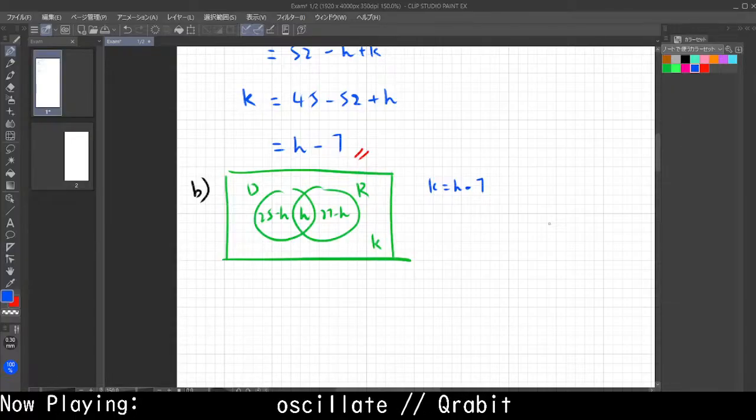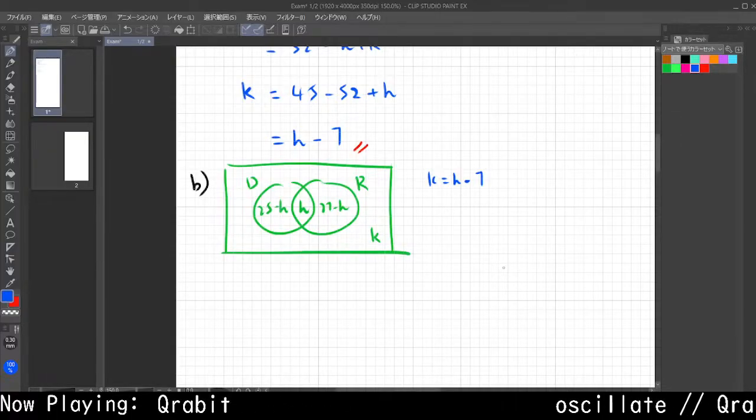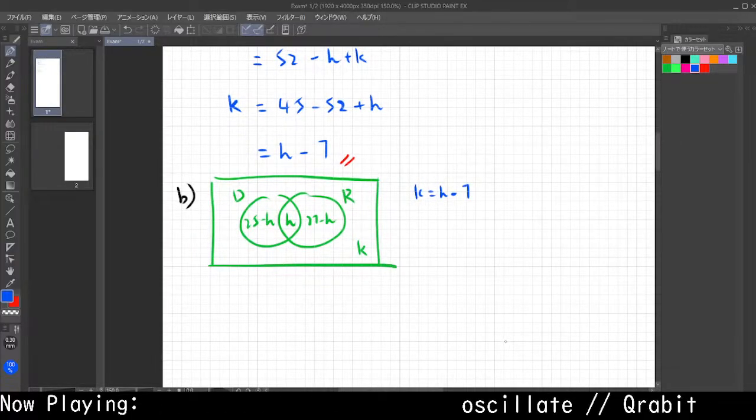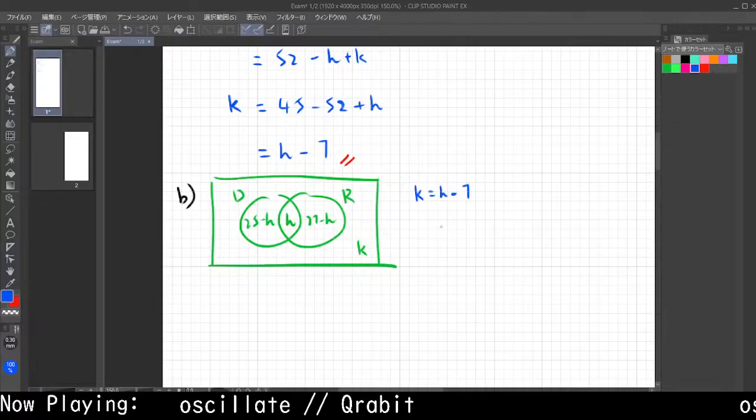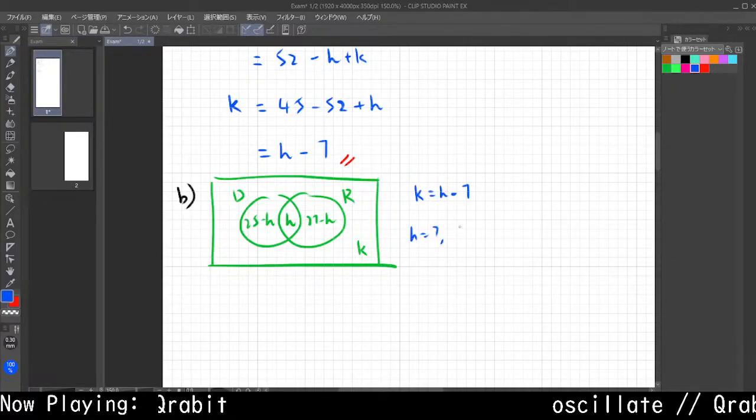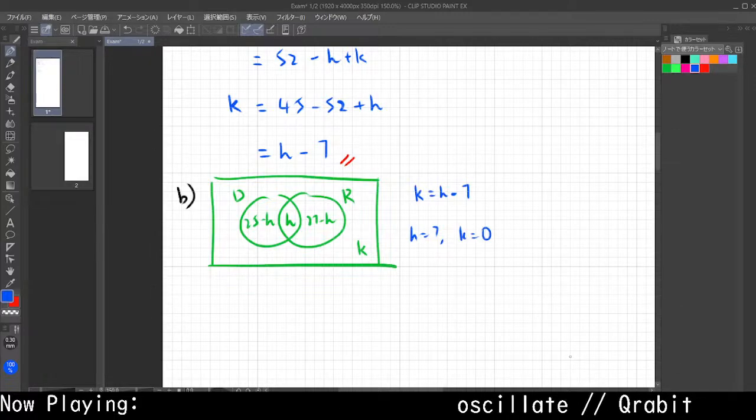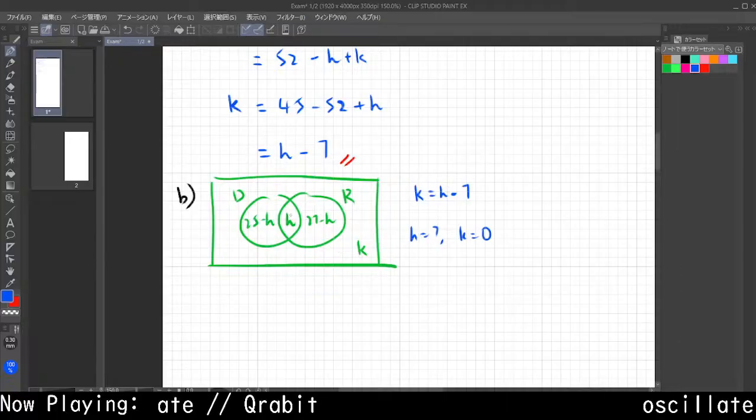Okay, so basically the smallest you can get is basically 0. Because if we make h equal to 7, then k will just equal 0, and this is the smallest possible you can get. And how can we make h equal to 7? We basically put our h equals 7 over here.